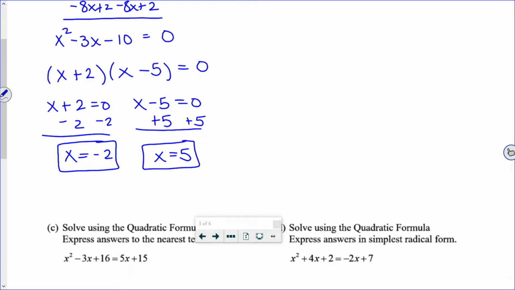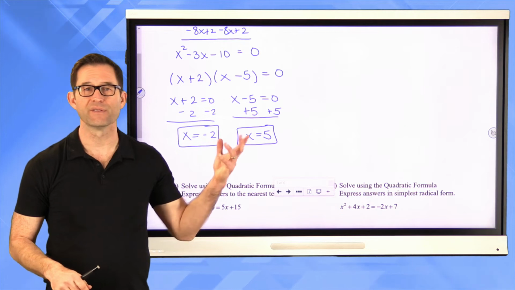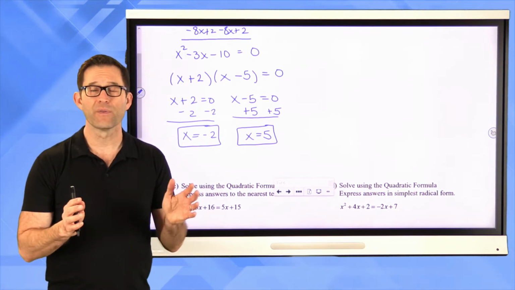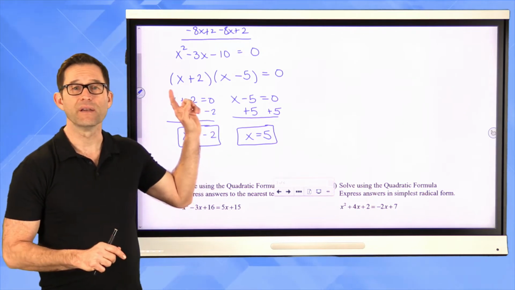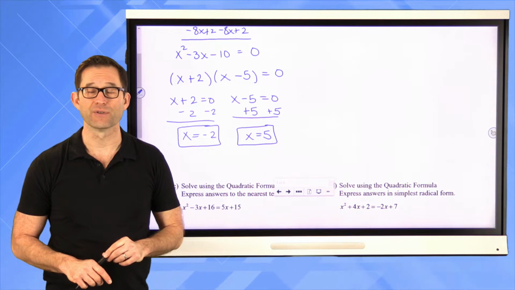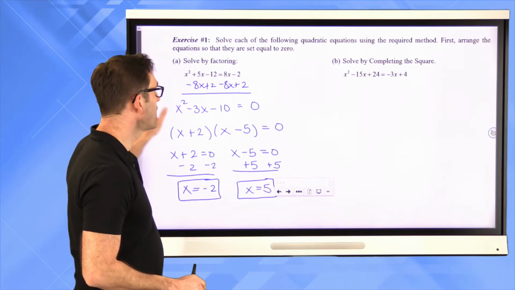So if you are told to solve a quadratic by factoring, this is how you do it. Get the quadratic equation equal to 0, factor the expression that's equal to 0, set each one of those factors equal to 0, and solve the two resulting equations. It's pretty easy. Let's take a look at another one, letter B.